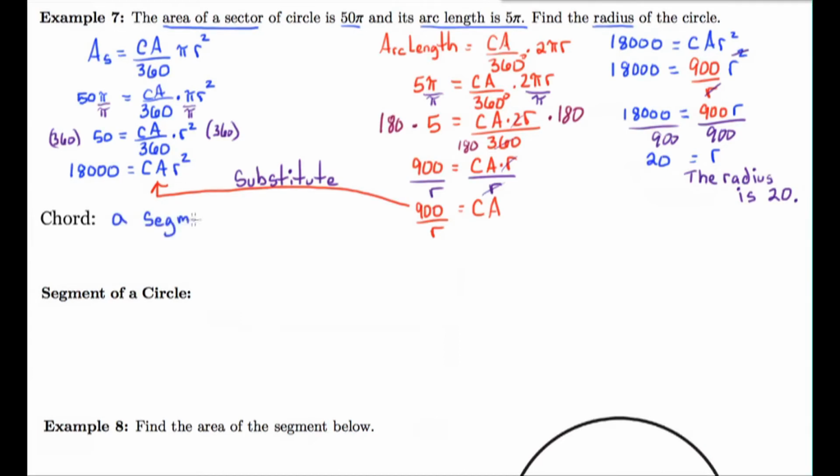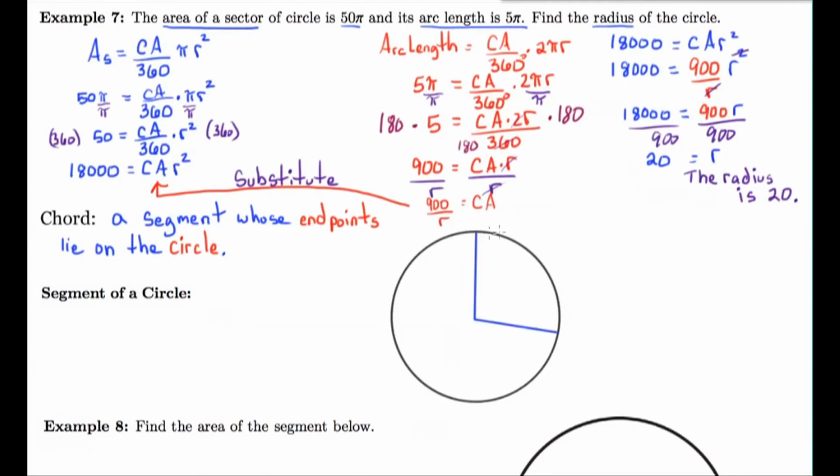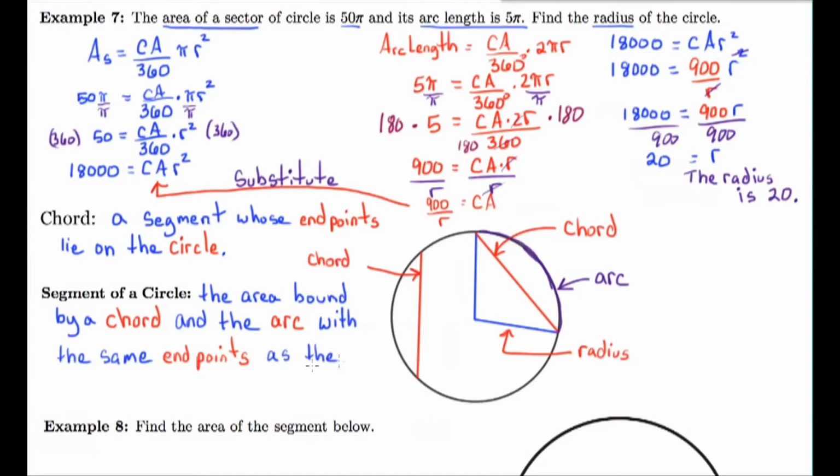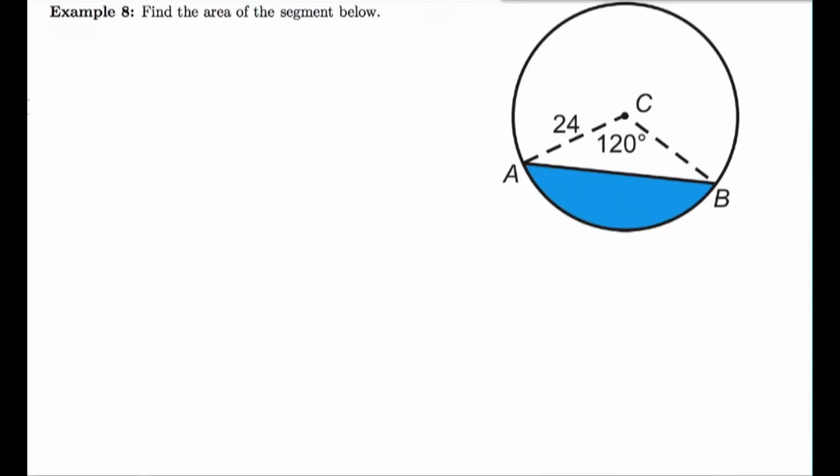A chord is a segment whose endpoints lie on the circle. So here's the chord. The area bound by a chord and the arc with the same endpoints as the chord is called the segment of the circle. Okay, so in example 8 we're going to find the segment of this circle below, this blue area.